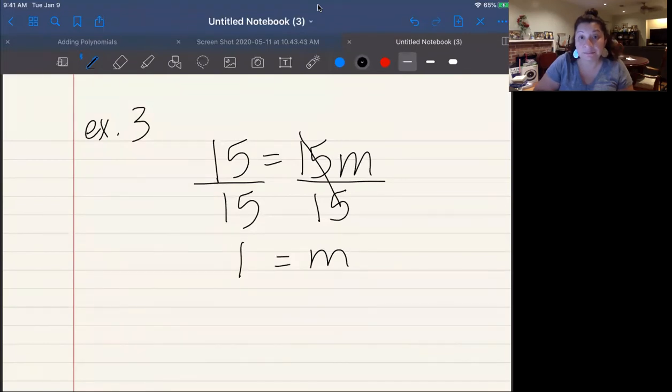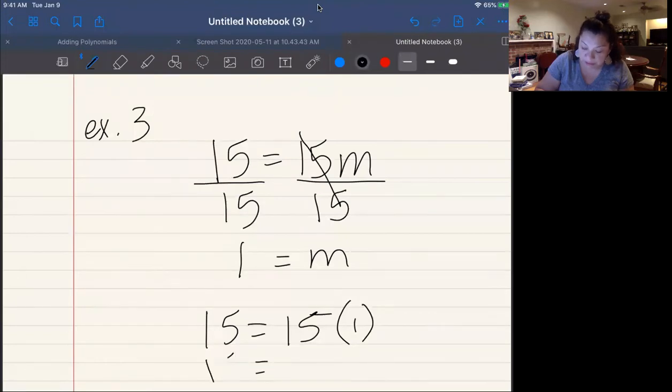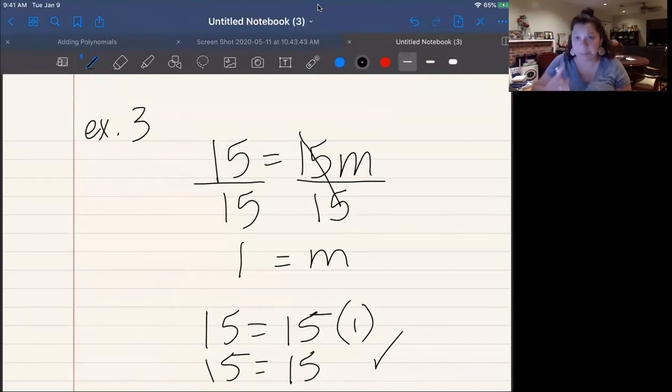Let's check it, okay? 15 equals 15. I'm not using m anymore. I'm going to use the 1 times 1. 15 equals, what's 15 times 1? 15. So this is correct. It checks out. One step. We're solving these equations using one step, right? Which is the inverse operation of the operation that we're using to begin with.